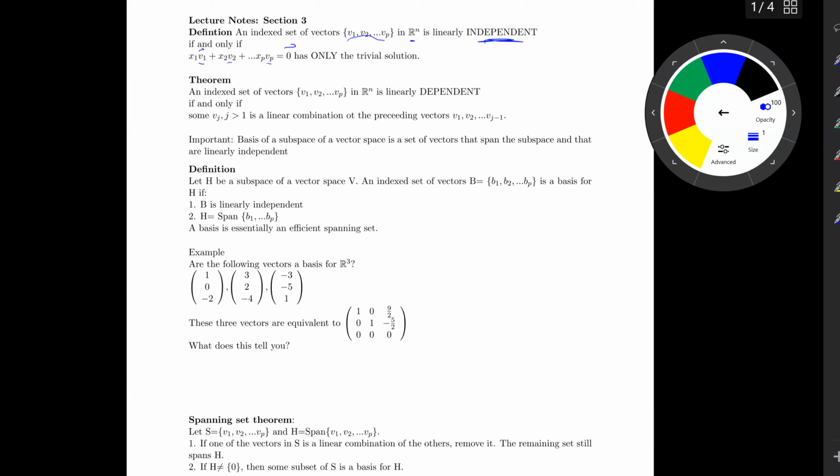So these are all vectors. All the v's are vectors. The only way I can get to the zero vector is if the numbers in front of the vectors are zero, right? So all the x_i's are zero. It has only the trivial solution.